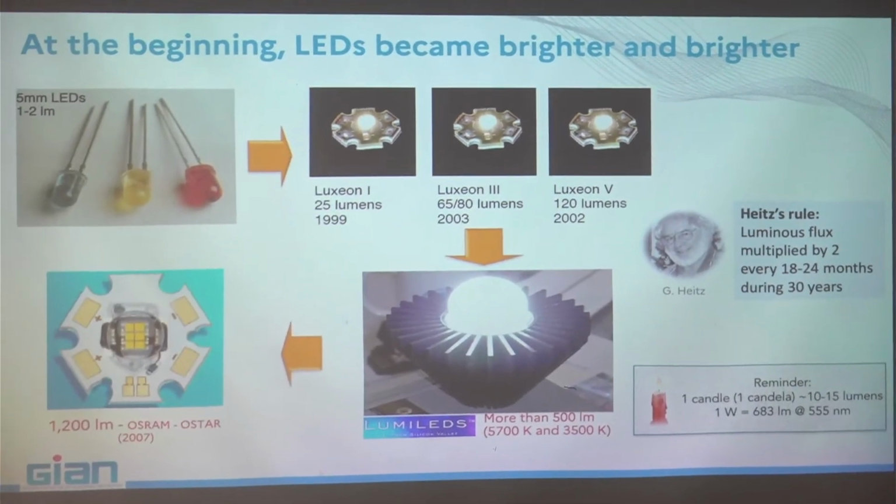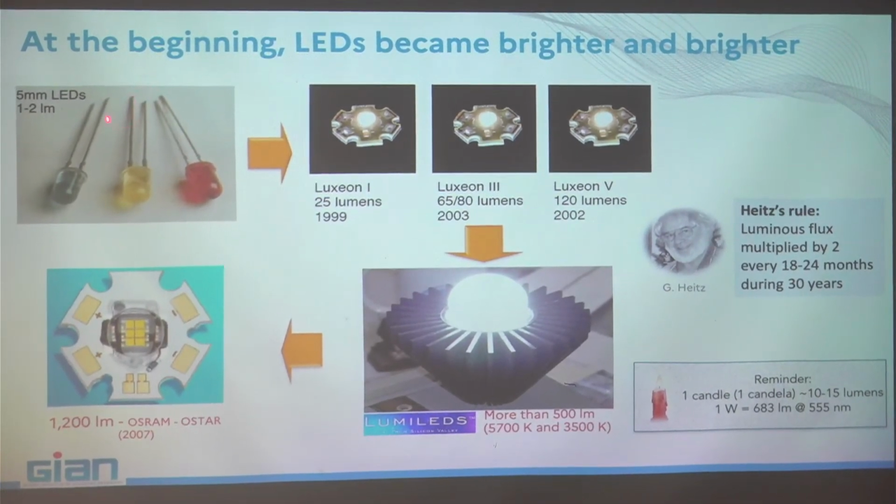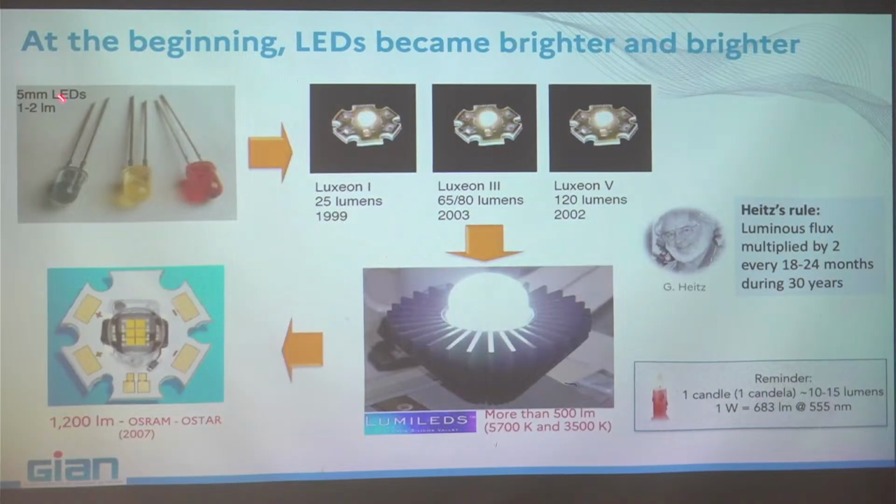This is just a historical point of view. At the beginning, 5 millimeter LEDs emitted 1 to 2 lumens. And you see here the evolution up to 1,200 lumens in 2007. And this guy here, Haitz, announced a rule, saying that luminous flux is multiplied by 2 every 18 to 24 months. And this was during 30 years. This is the equivalent of Moore's law for printed circuits and integrated circuits.